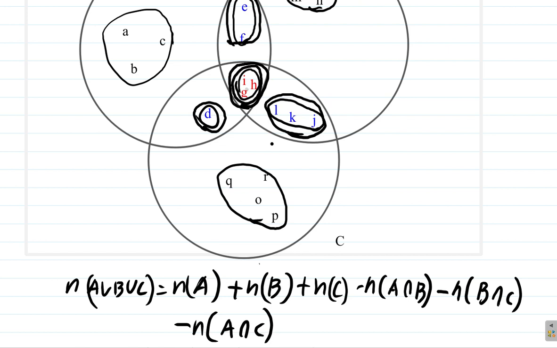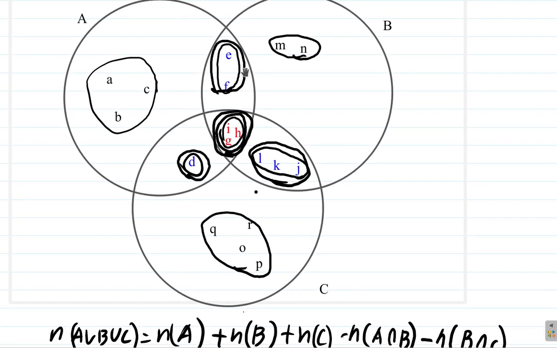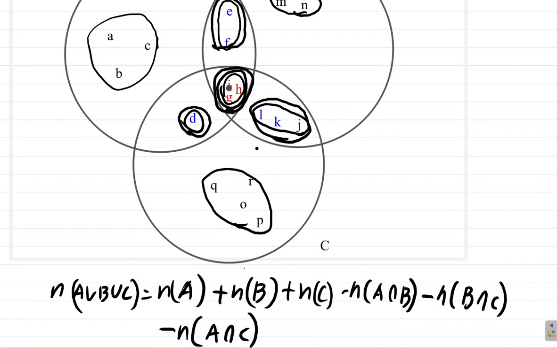What about this one? Elements in A intersect B intersect C. We added it 3 times. Alright? But guess what? When we subtracted the number of elements in A intersect B, we subtracted the I, J, K.